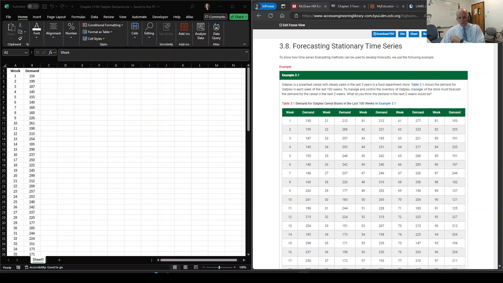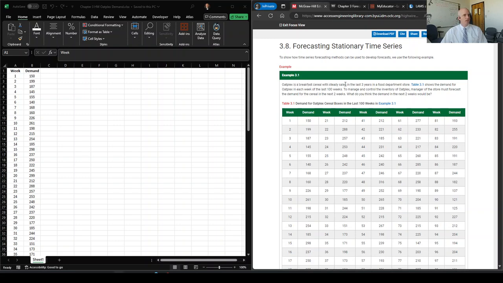Okay, this is a recording for the Oatplex example from the textbook. This is in section 3.8, and we're going to walk through this Oatplex example. Oatplex is a breakfast cereal.